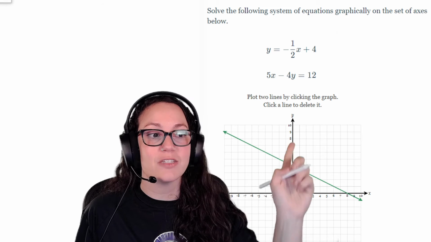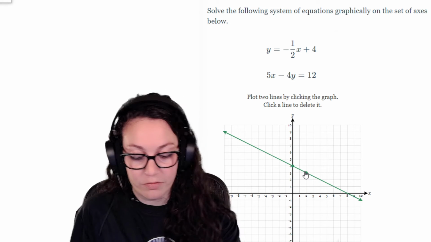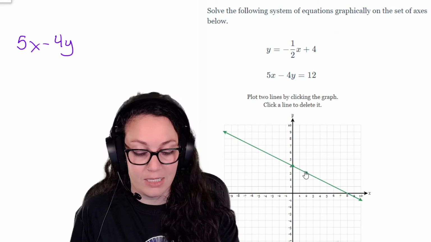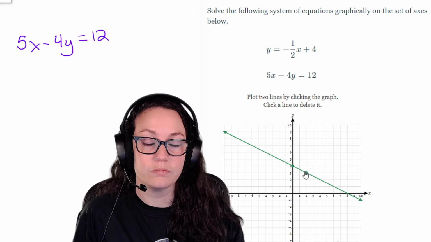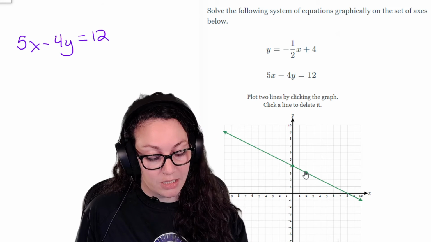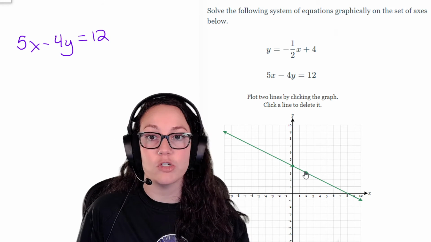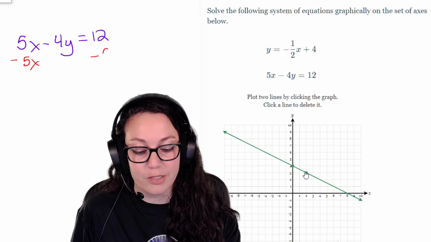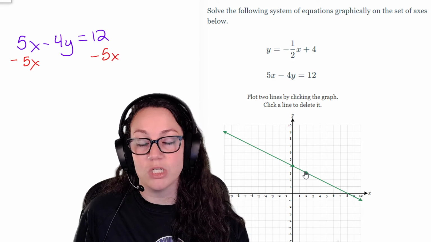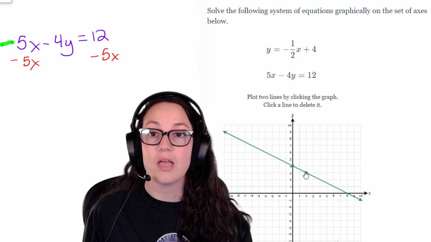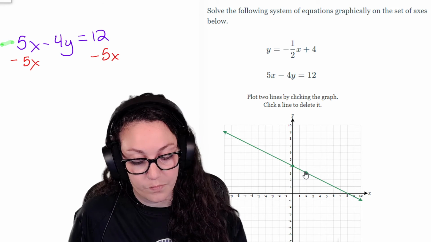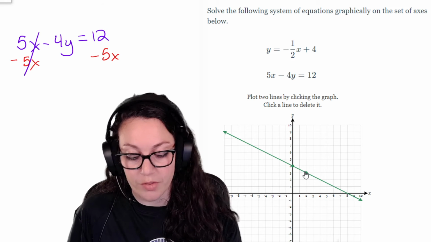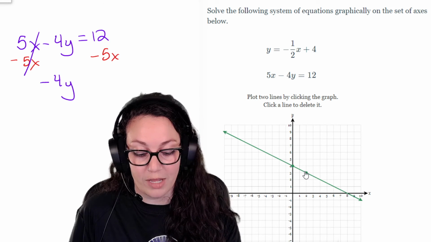Next, I need to take this 5x minus 4y equals 12 and isolate y. So 5x minus 4y equals 12. And the first step is going to be basically the same as what we did in the previous equation. I'm going to get my y term by itself by moving the x over, in this case using subtraction. If this were a negative 5, I would just add 5x to both sides. So 5x minus 5x is nothing. So on the left here, I'm left with just negative 4y.